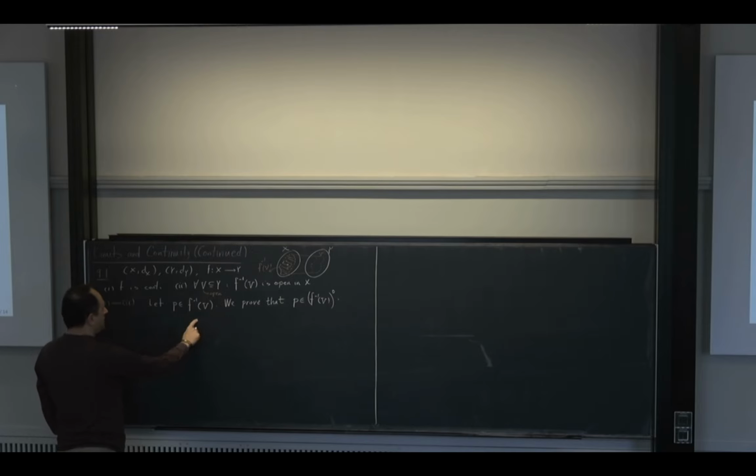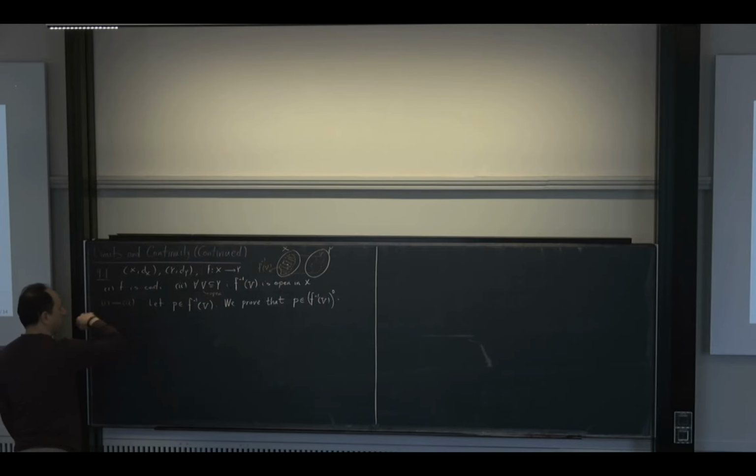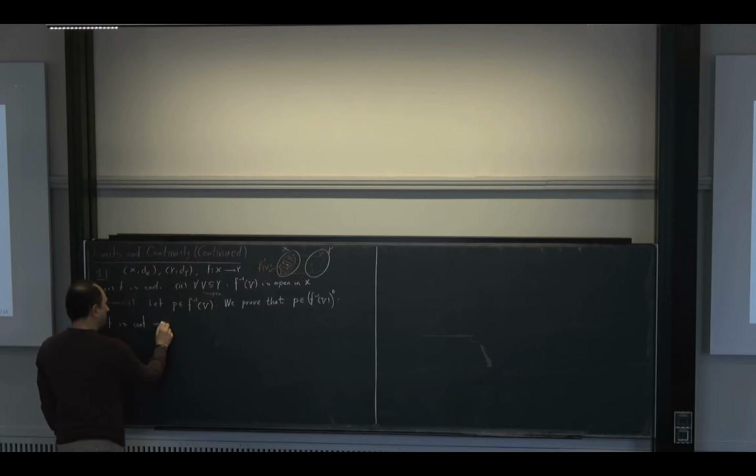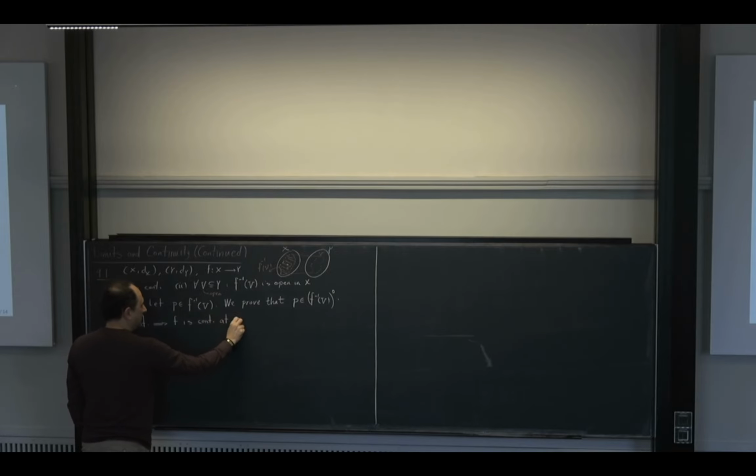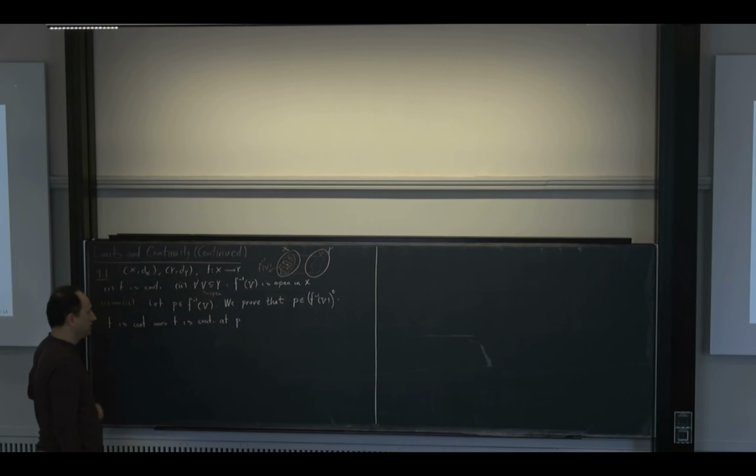Your assumption is that F is continuous. Okay, so F is continuous. This means that F is continuous at P. Because even though P is in F inverse, which is a subset of X, P is a point in X, and because F is continuous on X, it is continuous at every point.